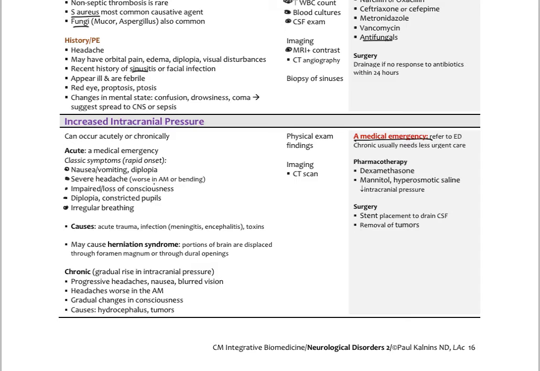This can have many causes: infection, trauma, toxins, hydrocephalus. It can cause that herniation syndrome, where again portions of the brain are displaced through the foramen magnum or through the dural openings, like the uncal herniation. And that would be acute increase of intracranial pressure.